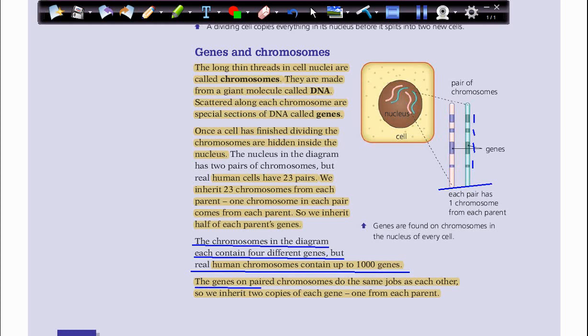The genes on paired chromosomes do the same jobs as each other. So we inherit 2 copies of each gene, one from each parent. As we said before, the nucleus can copy itself, so in this case it will copy chromosomes also. So we inherit 2 copies of each gene, in this case one from the father and one from the mother, because one of them is in the egg cell and the other one in the sperm cell.